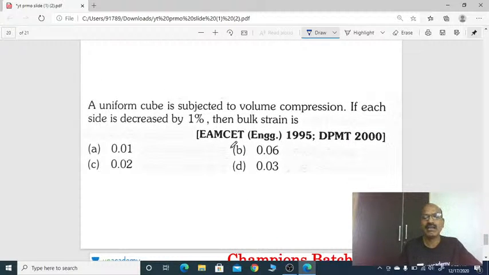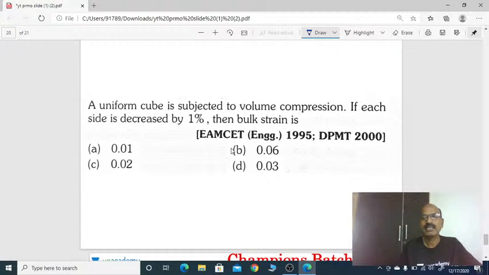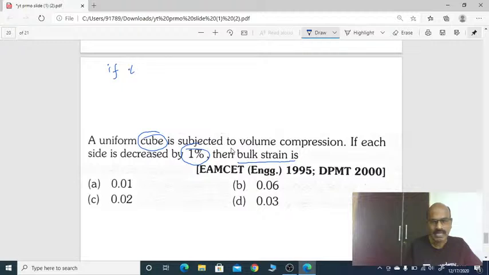And come to the last question. A uniform cube is subjected to volume compression. If each side is decreased by 1%, then what is the bulk strain? Keep in mind, a uniform cube. What is the cube side? Suppose you take the cube side as L.